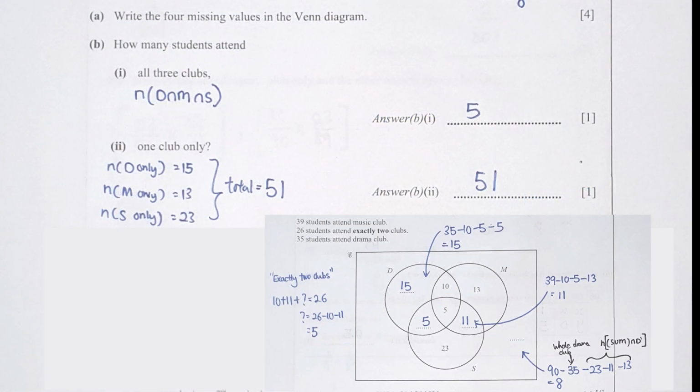So how many students attended all 3 clubs? This one will be 5 students. For 1 club only, it will be exclusive to the drama, music and sports. It will be 15 plus 13 plus 23, which is 51.